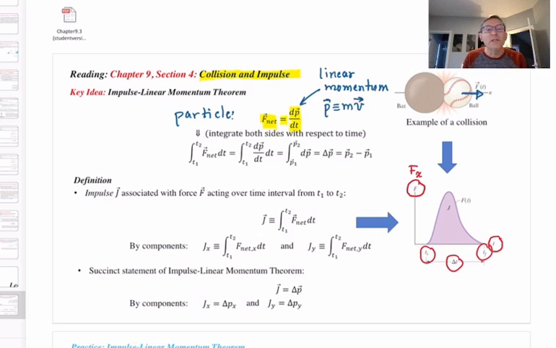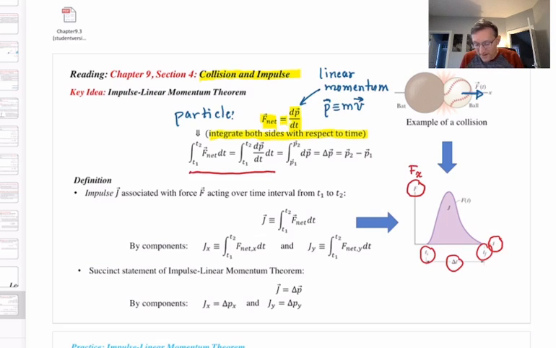So the way to write Newton's second law, more like the way Newton actually said it, is that the net force on the particle equals the derivative of its linear momentum with respect to time, the rate of change of its linear momentum. So that's our starting point for this new theorem. And now we integrate both sides with respect to time. Multiply both sides by dt and integrate both sides. Then you get this expression right here.